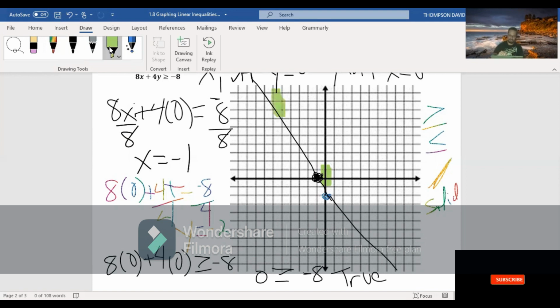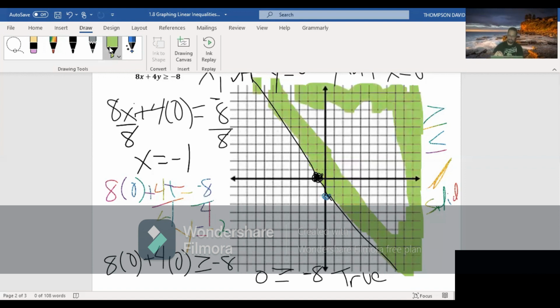So we already had our solution set. So we're going to shade above the line towards the 0, 0. And we are done once we're done shading.